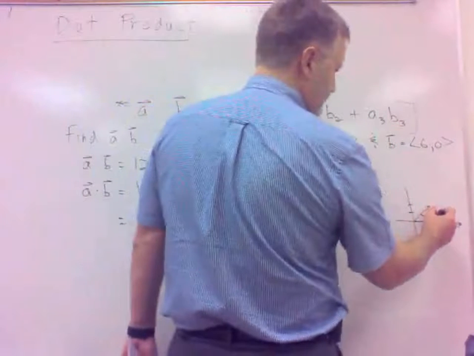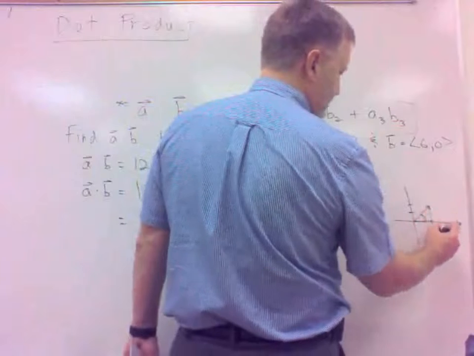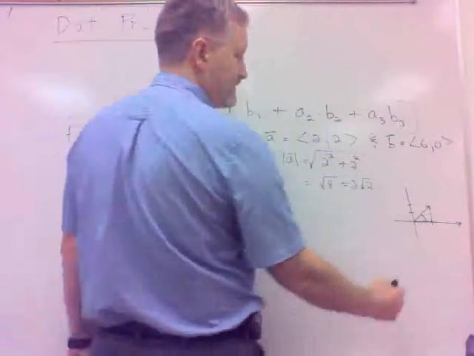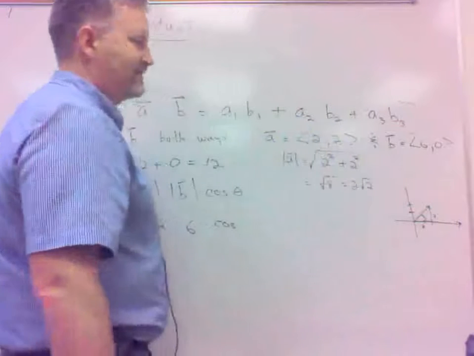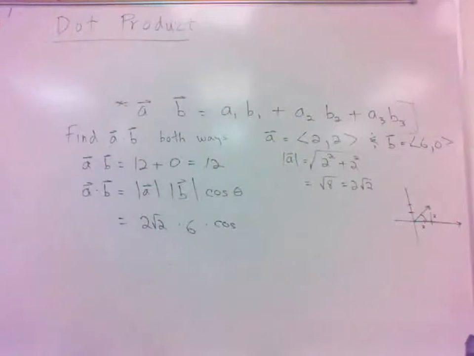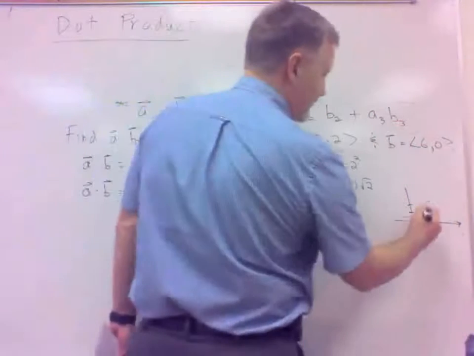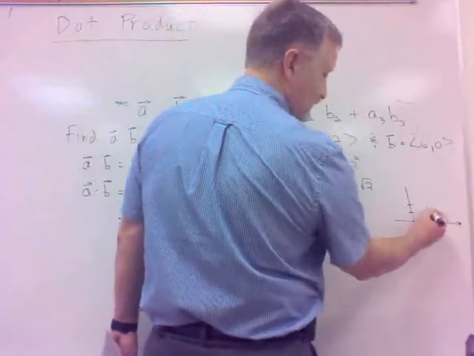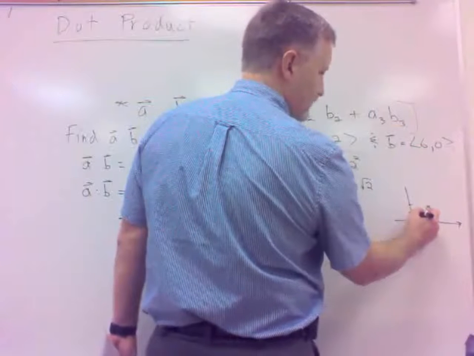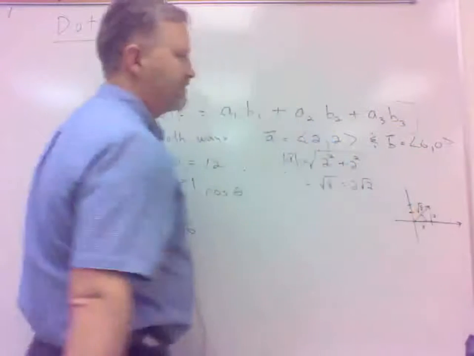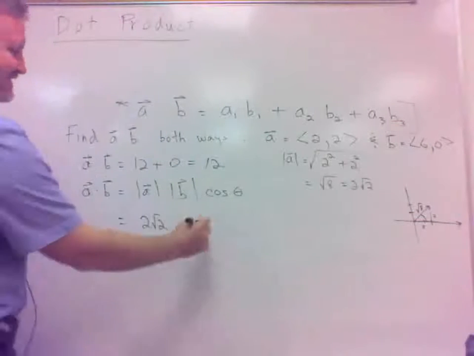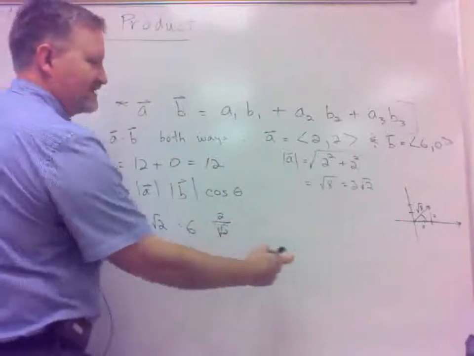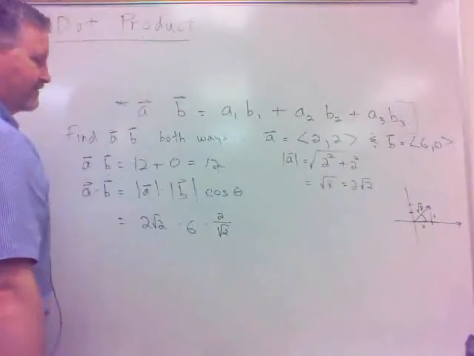Well, let's just think about it that way. That's 2, that's 2. Well, I guess we could just figure out what this would be. If we use that triangle, this would be square root of 8, wouldn't it? Pythagorean theorem. It turns out it's a 45-degree angle.